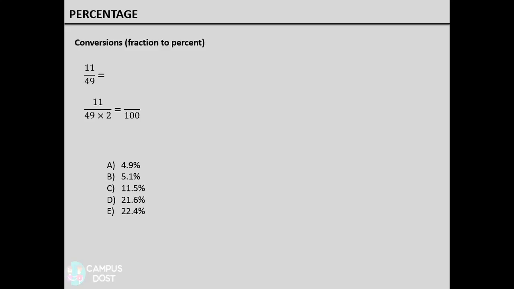So, to get exactly 100, we must multiply 49 by a number a little bit bigger than 2, which we will denote as follows. Now, if we multiply the denominator by a number a little bit bigger than 2, we must also multiply the numerator by a number a little bit bigger than 2. When we do this, we get a number a little bit bigger than 22. And when we convert this fraction to a percent, we get a number a little bit bigger than 22%. Now, when we check our answer choices, we see that only one answer is a little bit bigger than 22. So the answer here must be E.